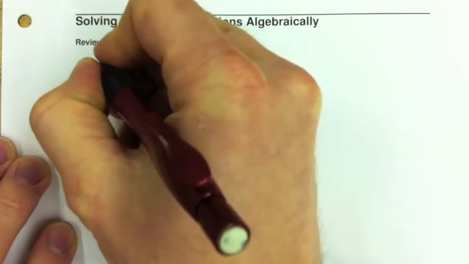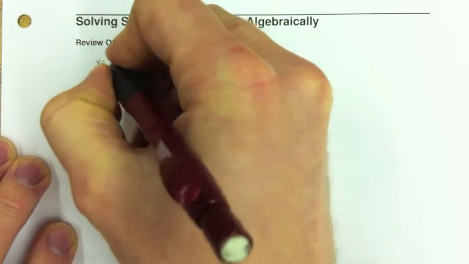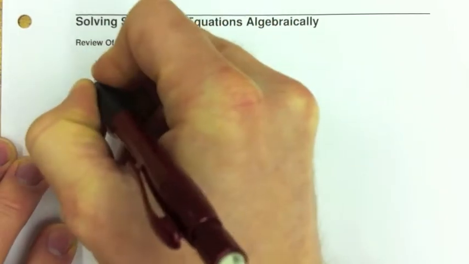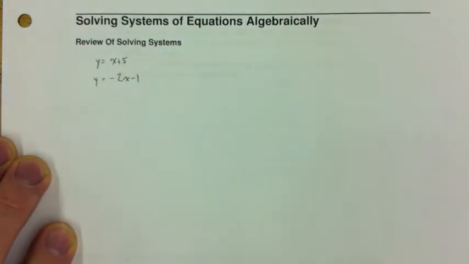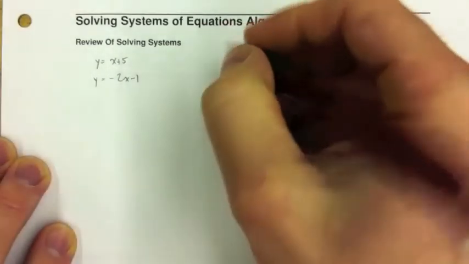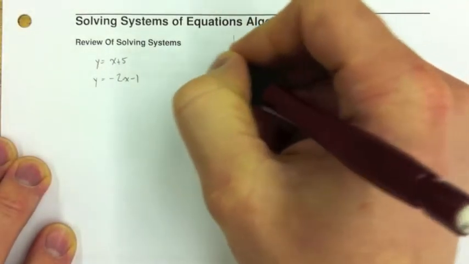Alright, we're going to take a look now at solving systems of equations algebraically. You might remember a system of equations is two equations, for example y equals x plus 5 and y equals negative 2x minus 1. Those are two equations, both happen to represent lines.